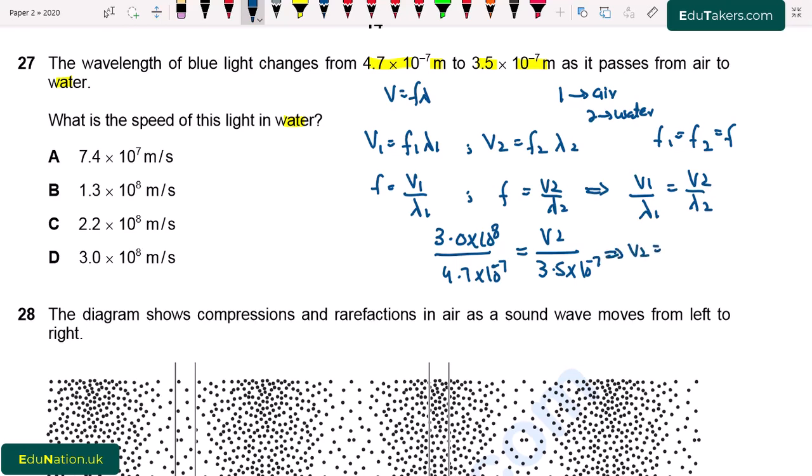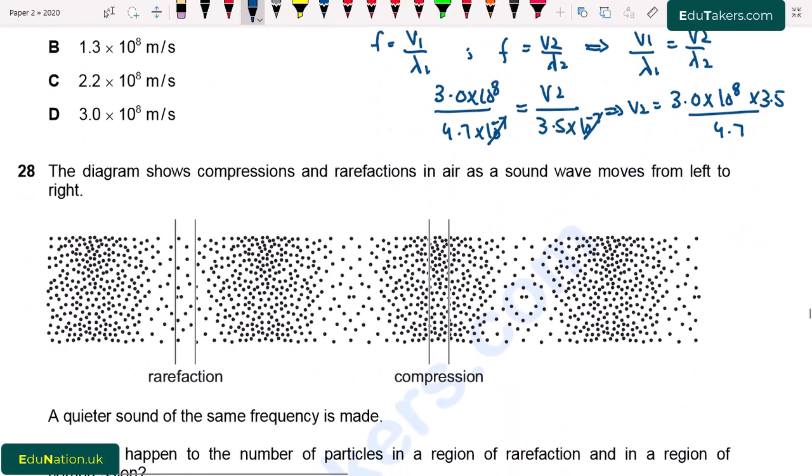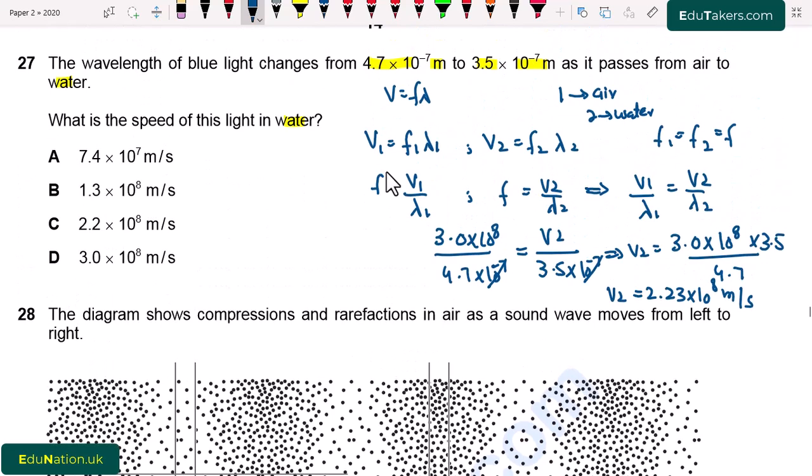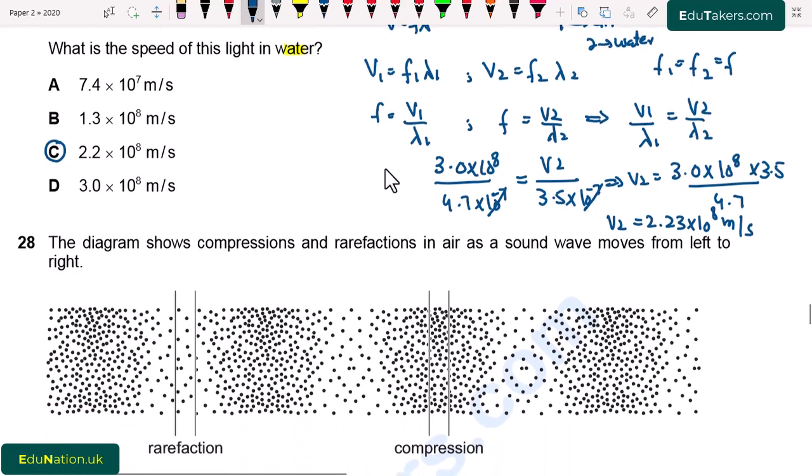So v2 is equal to, this 10^-7 cancels by this, 3.0 × 10^8 multiplied by 3.5 divided by 4.7. So the value of v2 will be equal to 2.23 × 10^8 meter per second. So this is the speed of the light in the water. From here, option C is correct, 2.2 × 10^8 meter per second.